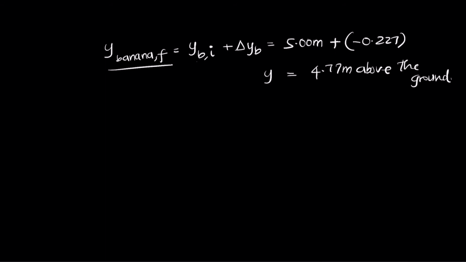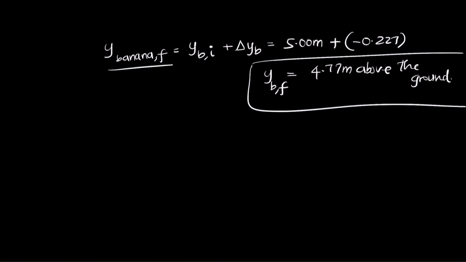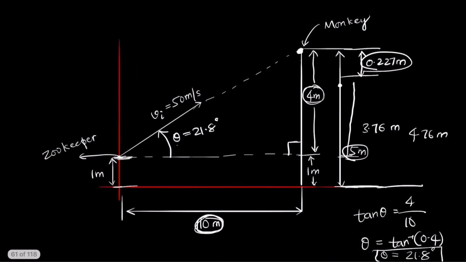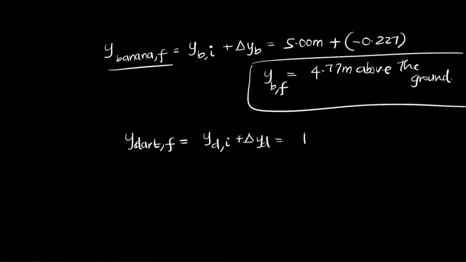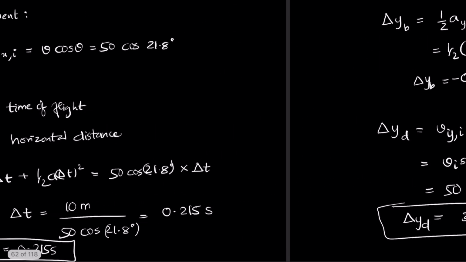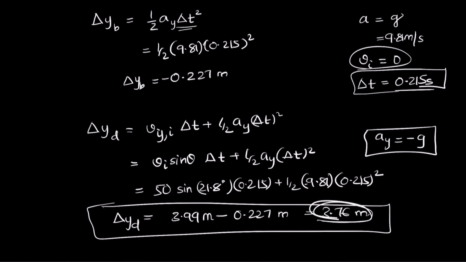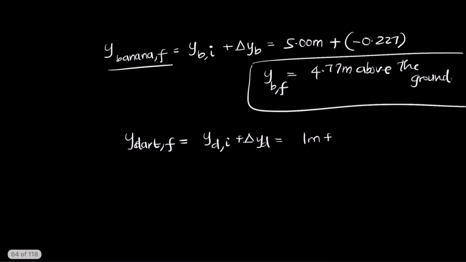So this is the final position of the banana above the ground. Now with respect to the dot, what is the final position of the dot? Again, the dot's initial position plus delta yd. Now it's already at a height, so the zookeeper is already shooting at a height of 1 meter. So that's 1 meter plus, it has traveled above the 1 meter, it's going to travel 3.76 meters. So 1 meter plus 3.76 meters is going to be 4.76 meters above the ground.